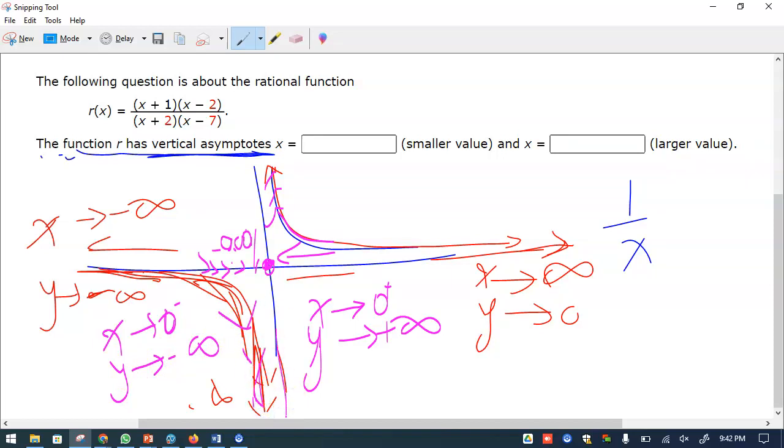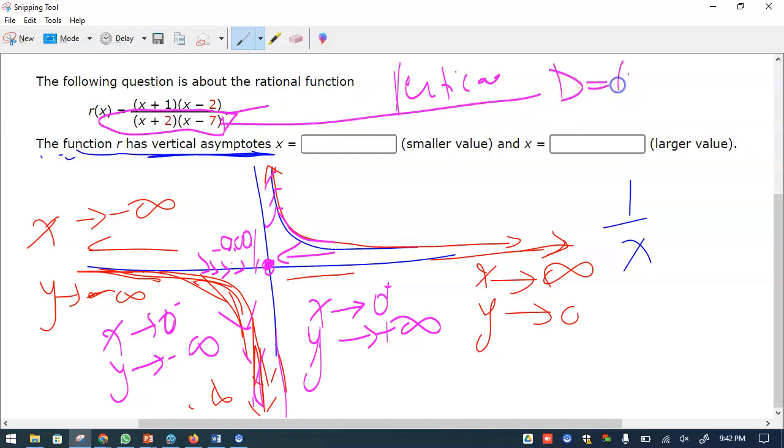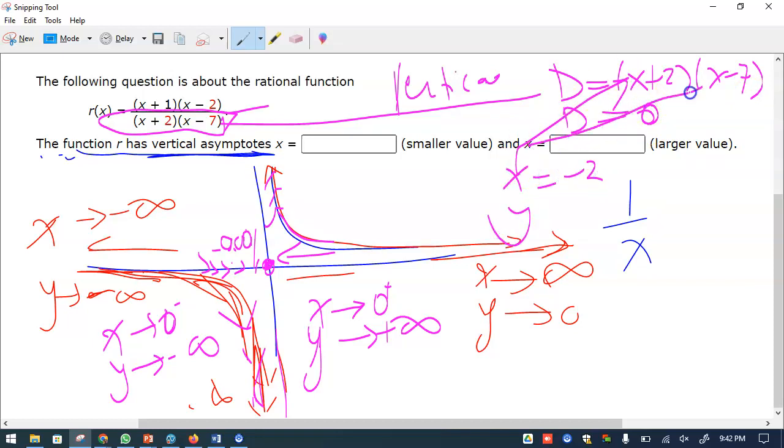So the best way to learn is how to find the vertical asymptote. Just put the denominator equal to 0, because we don't want the denominator to be 0. This denominator is x plus 2 and x minus 7. When you put it equal to 0, you're asking for what values this will work, which is x equals minus 2 and x equals plus 7. You're done. That's all they're asking you. The smaller one is minus 2, so you put that here.